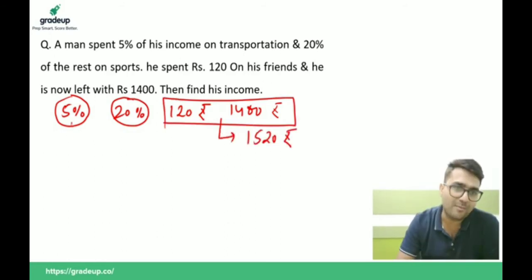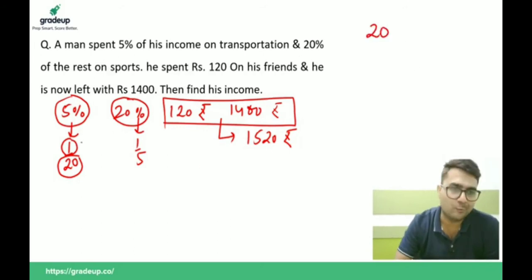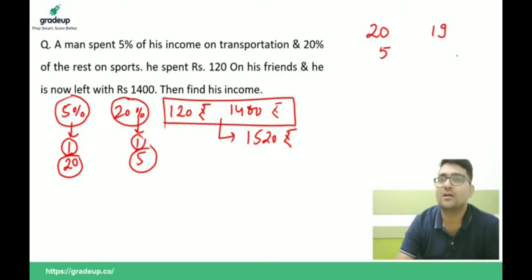Then 5% can be written as 1 by 20, and 20% can be written as 1 by 5. This means if the income of the person is 20, he spent 1 rupee on transportation. Now he is left with 19 rupees. If the income is 5 rupees and he spent 1 rupee on sport, now he is left with 4 rupees. Now multiply these two, or I can cancel also.